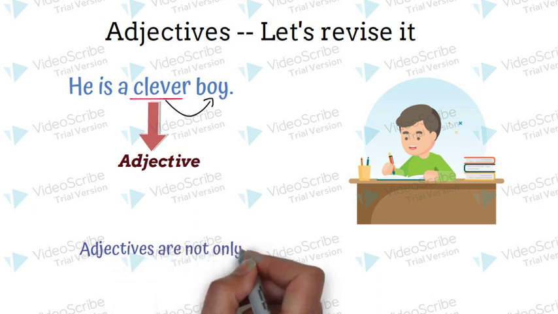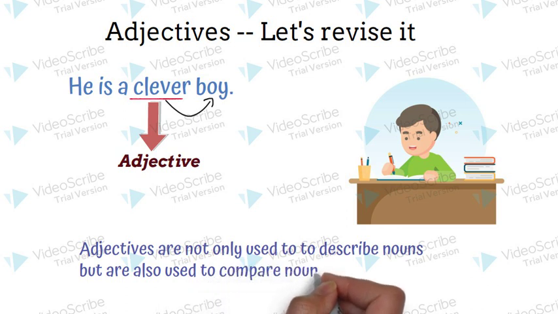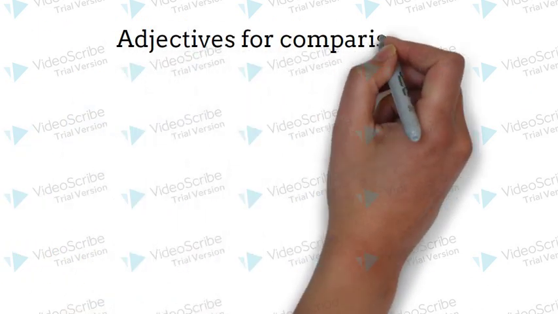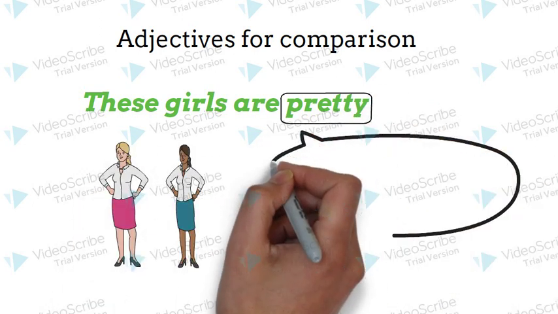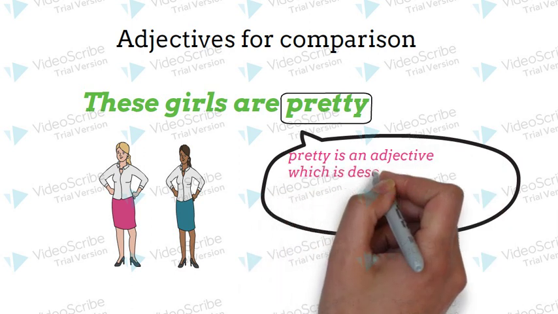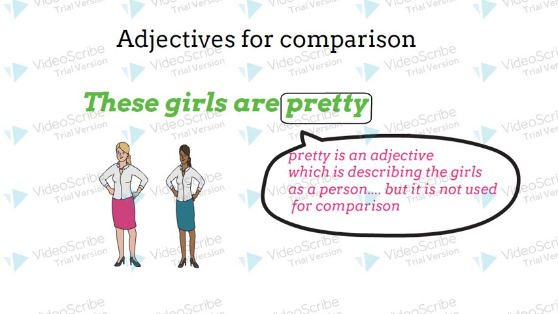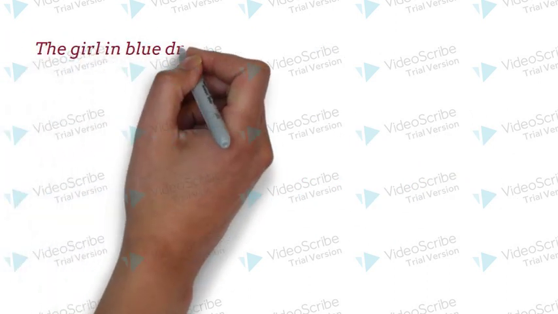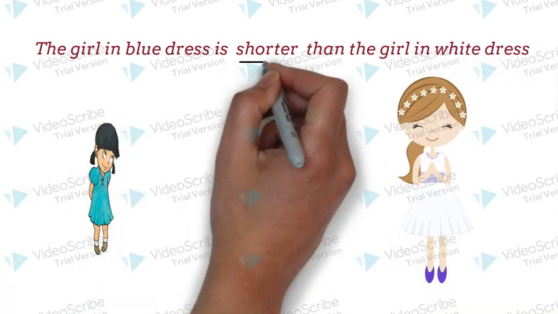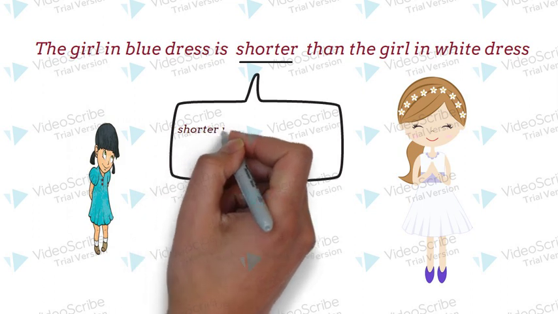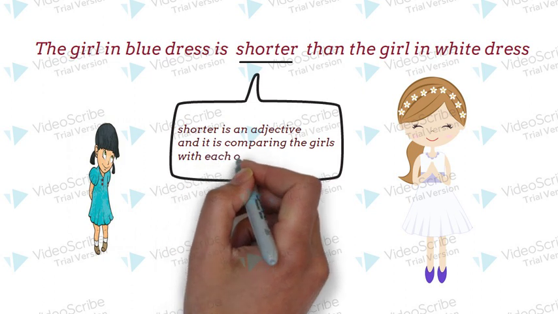An adjective is not only used to describe nouns but it is also used to compare one noun with another. Let's see how. These girls are pretty. Pretty is an adjective which is describing the girls as a person, but it is not used for comparison here. Let's look at another sentence. The girl in blue dress is shorter than the girl in white dress. Here, shorter is a describing word and is comparing the girls with each other.